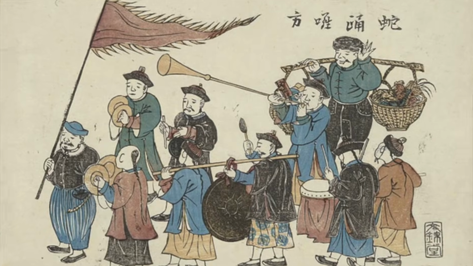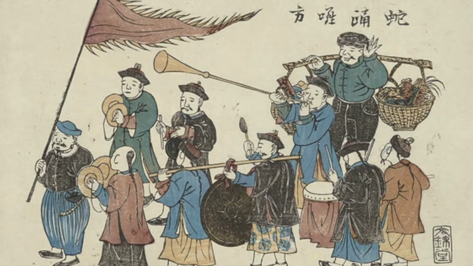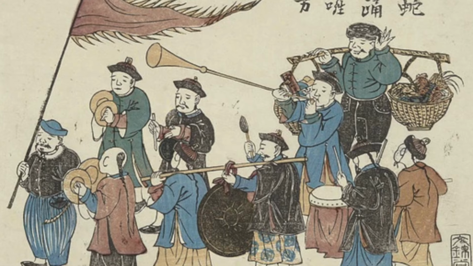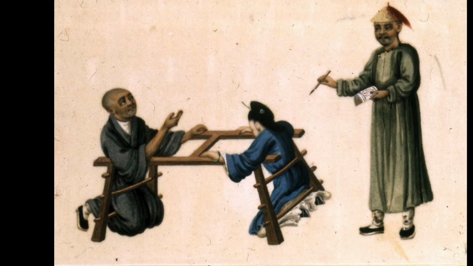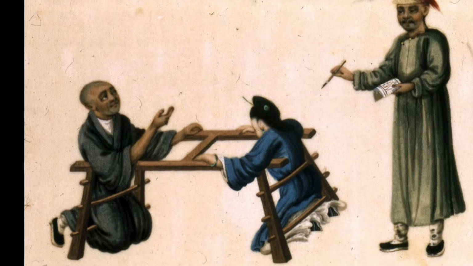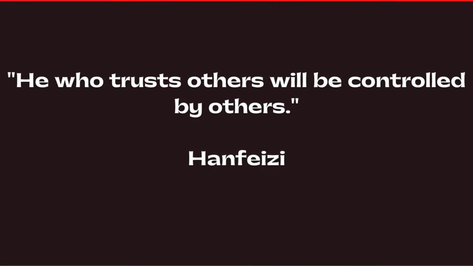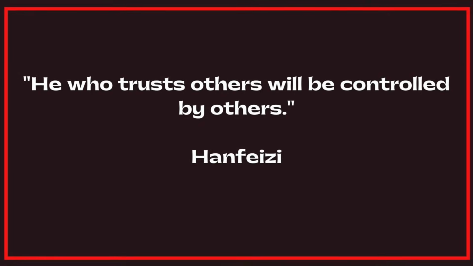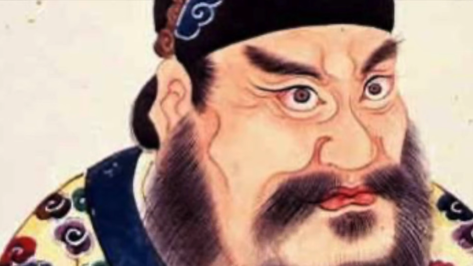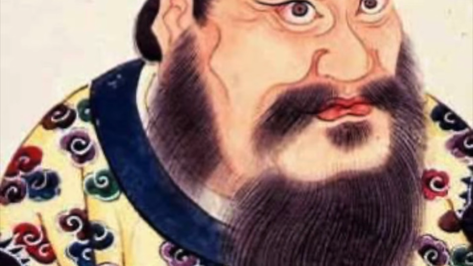Legalists believed that people were selfish and left unsupervised would not do what was best for the common good. This is why people who followed rules should be rewarded and those who disobeyed rules should be punished. A famous quote from his book reads, "He who trusts others will be controlled by others." After the Warring States period, Qin Shi Huang would rule using this strict philosophy.